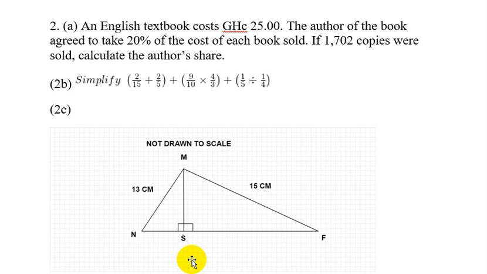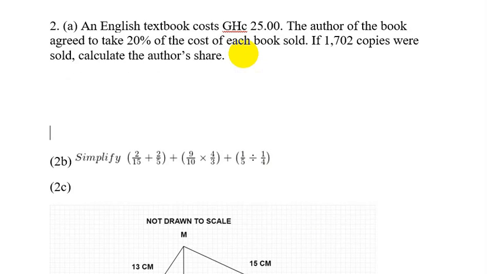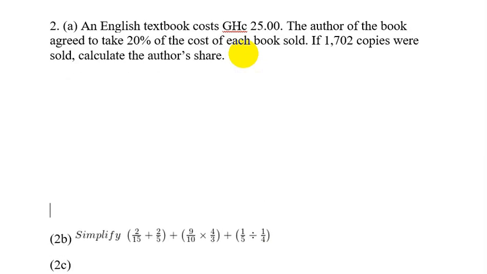Now we know the price of the book as 25 Ghana cedis. So what we have to do first is calculate the 20% from the 25 Ghana cedis. Then after that, we multiply it by the total number of books sold. That will give us the author's share. Okay, so let's go straight to it.